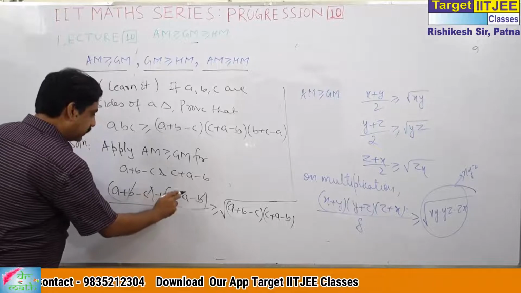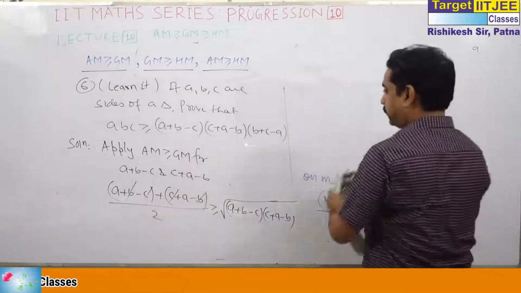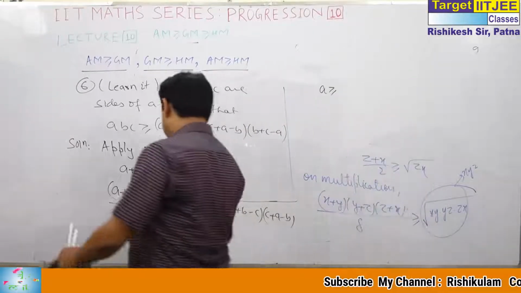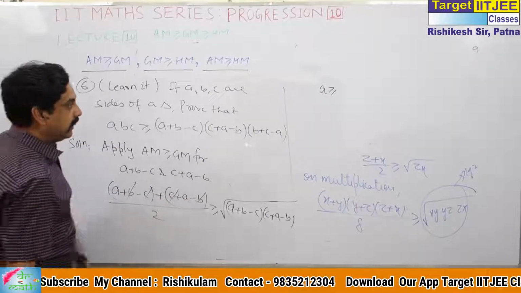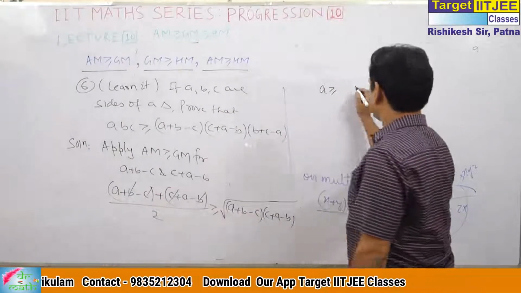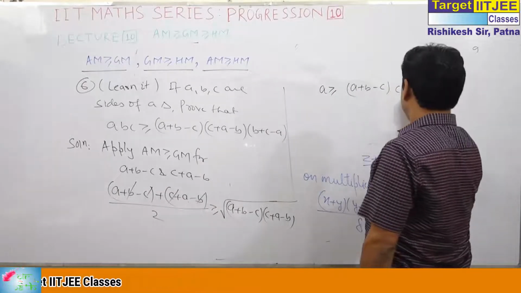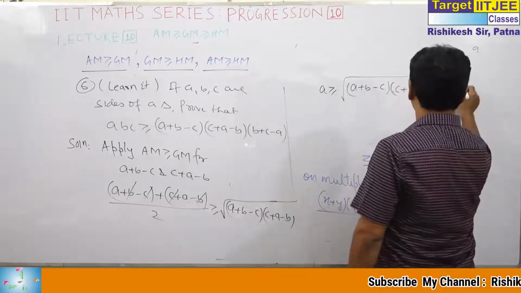B and B cancel, C and C cancel. This is (A plus A) by 2, and 2A by 2 is A. So A is greater than or equal to the root of (A plus B minus C) into (C plus A minus B). This is the first one.